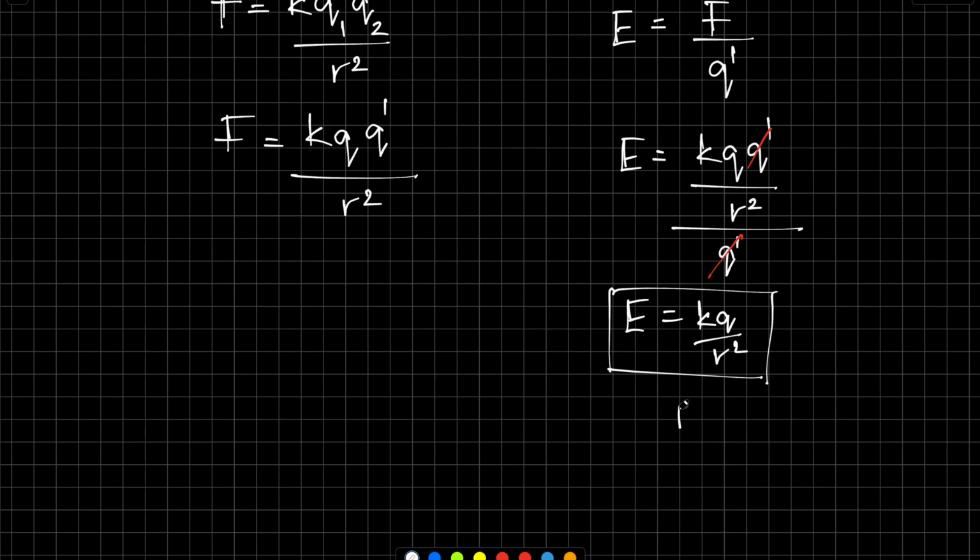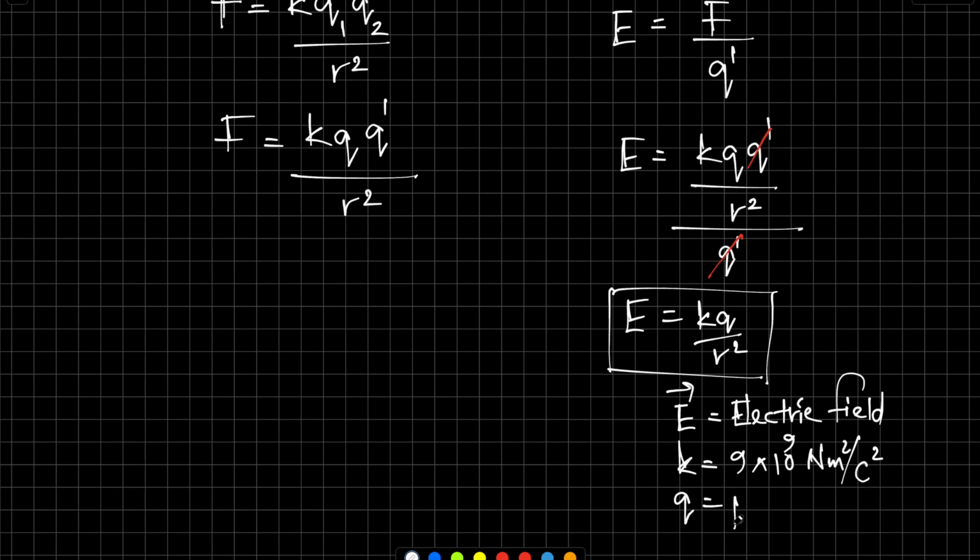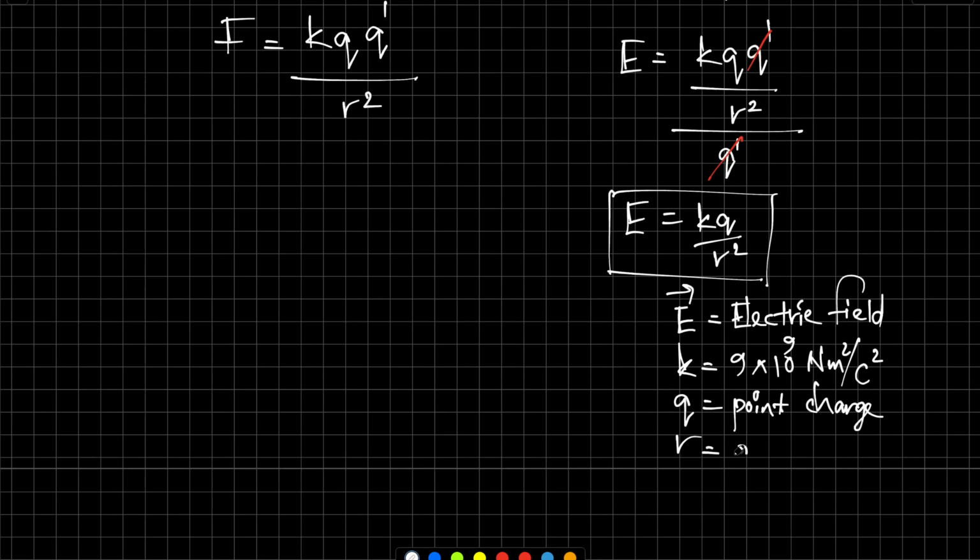In this equation, E is the electric field, K is the Coulomb's constant, 9 times 10 to the power of 9 newton meter square per coulomb square. Q is the point charge, the main charge. R is the distance between the point charge and the test charge, or the distance from the point charge to the point where you want to measure the electric field.